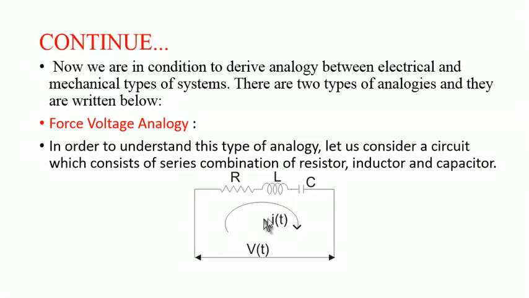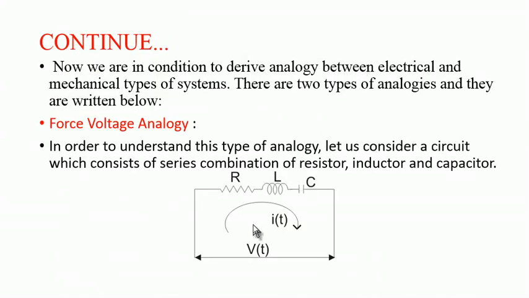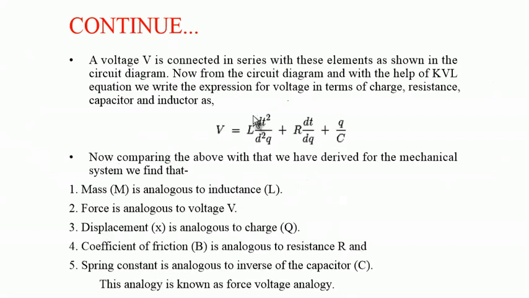I of t represents the current which is flowing through the resistance, inductance and capacitor. V of t is the voltage which is applied to the circuit, and I of t is the current which passes through this R, L and C. These are connected in series in order to study the force voltage analogy. The voltage V is connected in series with these elements, as shown in the circuit diagram.